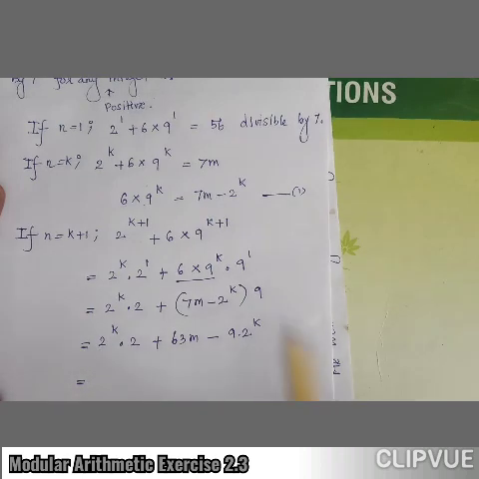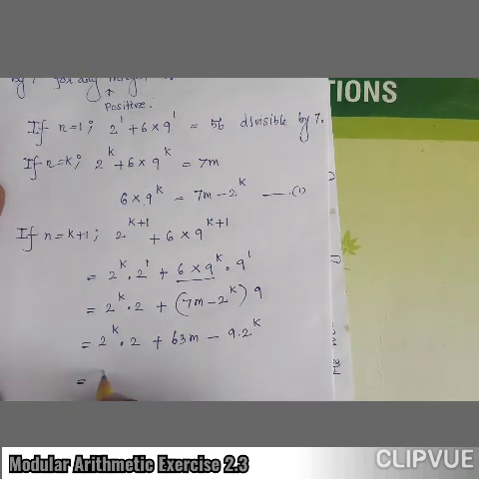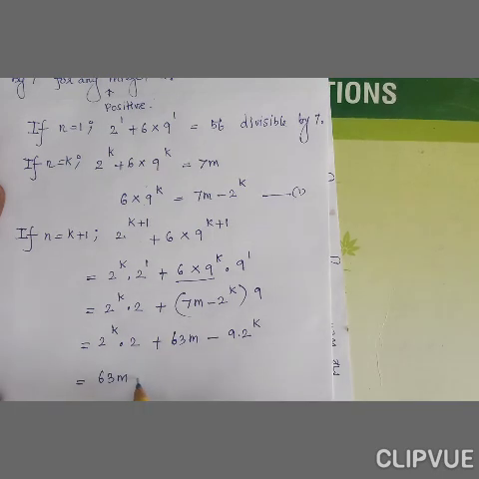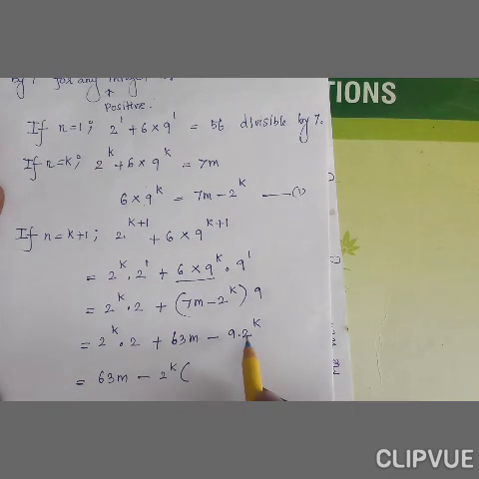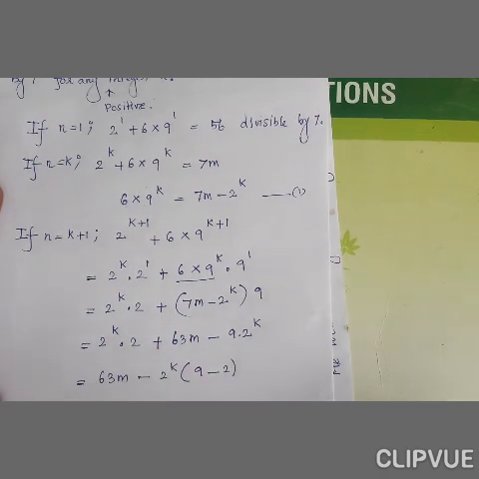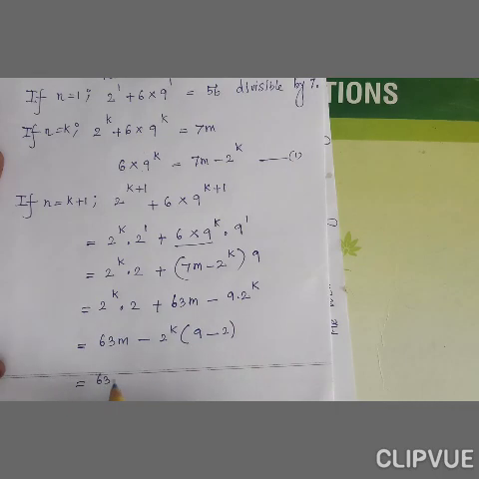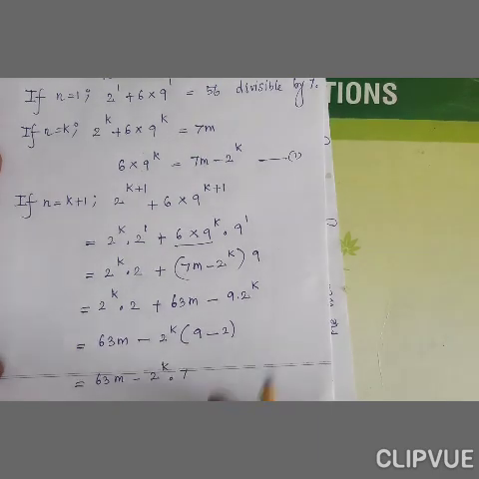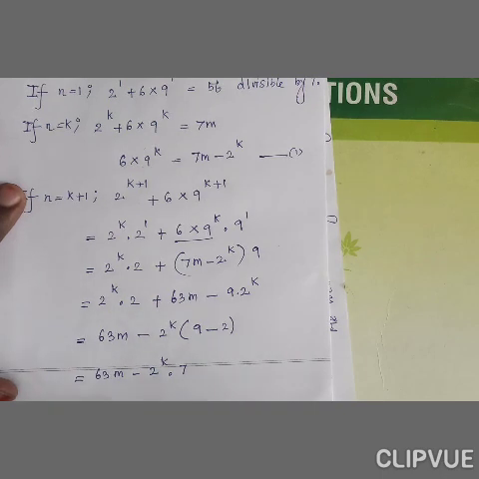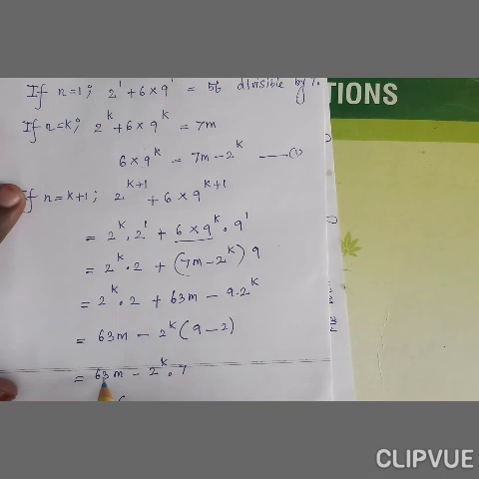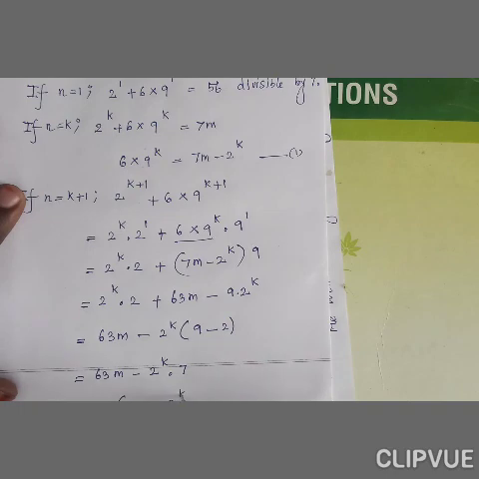Here 2 power k, here also 2 power k. You can take that out. So 63m, if you take minus 2 power k out, what do we have? Here 9 minus 2. So 63m minus 2 power k into 7. 9 minus 2 is equal to 7. So you can take a 7 out because 7 is the common factor. So what do we have here? 9m minus 2 power k.